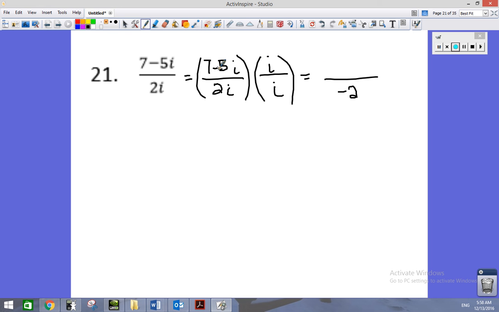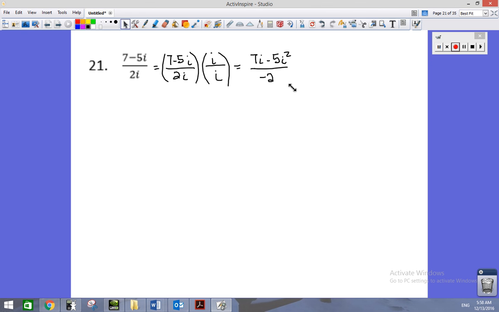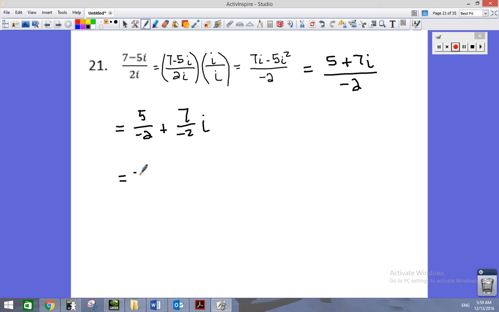And here I have 7i minus 5i squared. But I know that i squared is negative 1. So I have 5 plus 7i divided by negative 2. And for me, that's fine. But technically, if they want it in standard form, you want 5 divided by negative 2, you want 7. Or sometimes I would have probably put the negative sign in the numerator. It doesn't matter. Any one of those is acceptable.